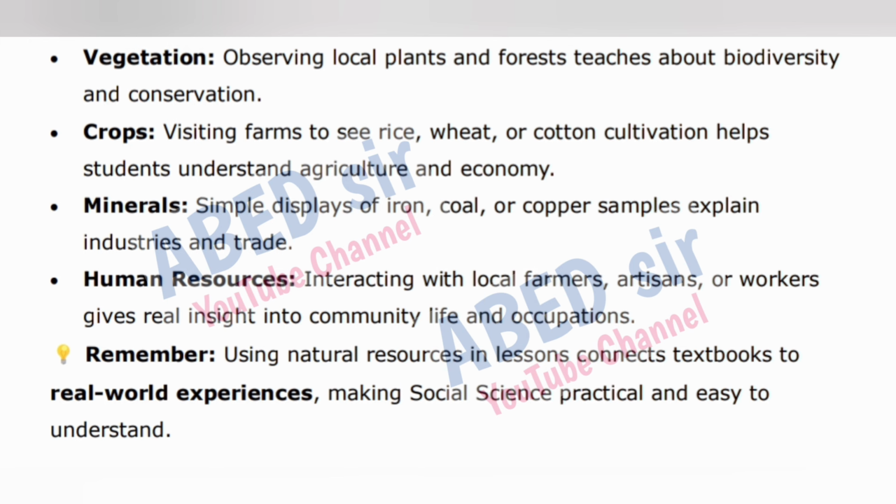Crops: visiting farms to see rice, wheat, or cotton cultivation helps students understand agriculture and economy. Minerals: simple displays of iron, coal, or copper samples explain industries and trade. Human resources: interacting with local farmers, artisans, or workers gives real insight into community life and occupations. Remember, using natural resources in lessons connects textbooks to real-world experiences, making social science practical and easy to understand.